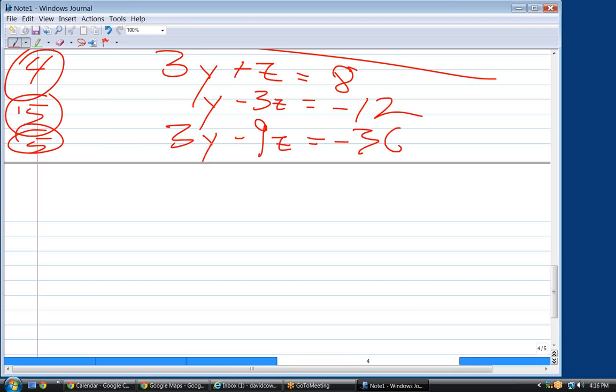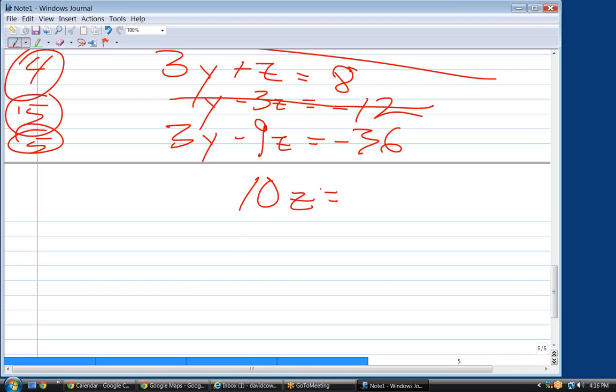Make sure you multiply every term by that. Now subtract them. What do you get? You get 10z plus 40, or then 42. How's it 42? Oh, yeah. Okay. So now we've got z solved.